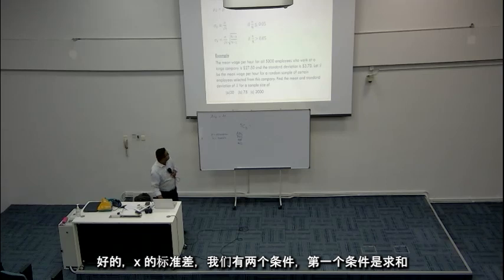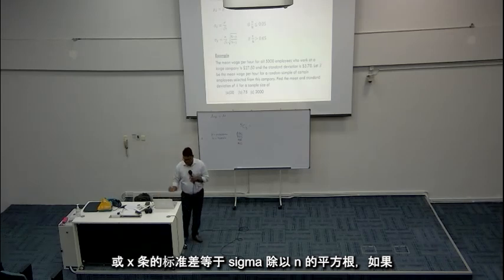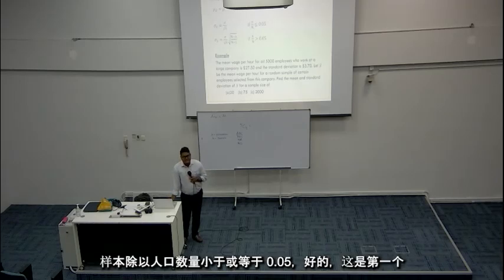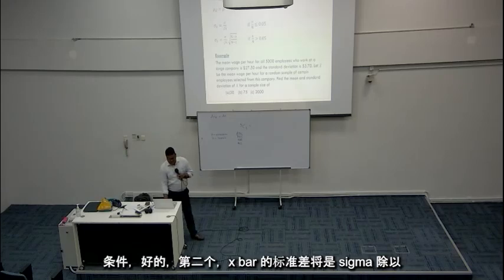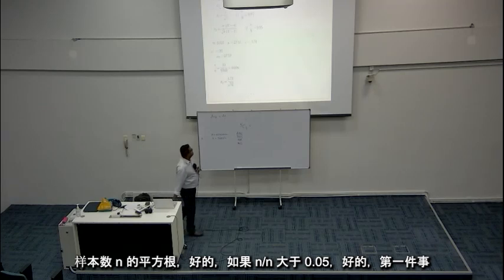The first condition: the standard deviation of S bar is equal to sigma divided by square root of n, if the number of sample divided by the number of population is less than or equal to 0.05. The second one: the standard deviation of S bar will be sigma divided by square root of the number of sample n, if n over N is greater than 0.05.